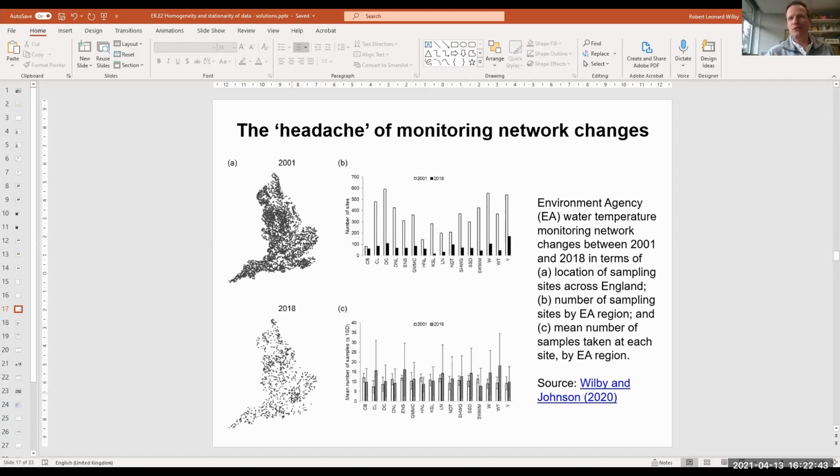By 2018, not only have we got fewer stations, so the richness of the data set is less, some of the stations have moved, or new stations have been introduced and old ones have been taken out. So the networks in 2018 aren't an exact subset of 2001. So statistically, we've got non-homogeneous data here in terms of the network coverage, its density, and the location of the stations. That's the first headache. So this is a really great example of a non-homogeneous record.